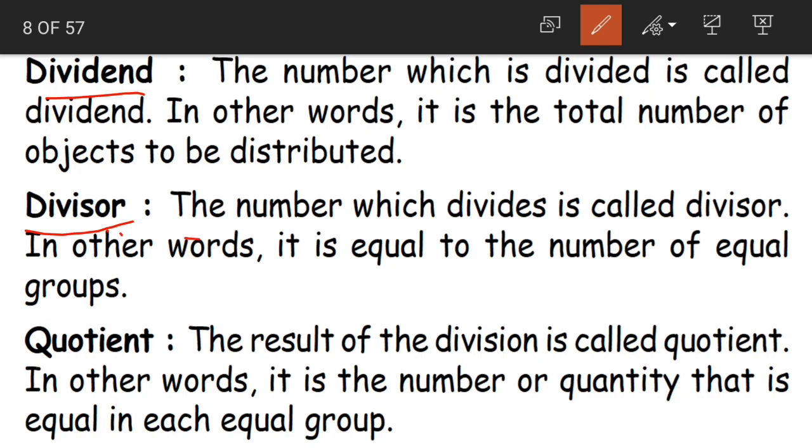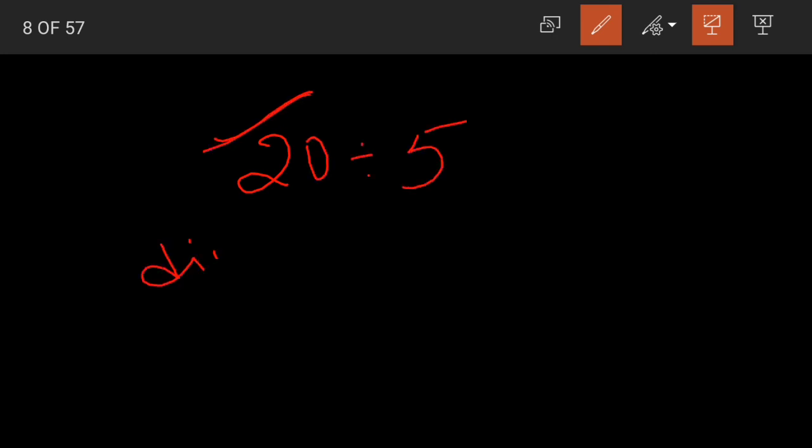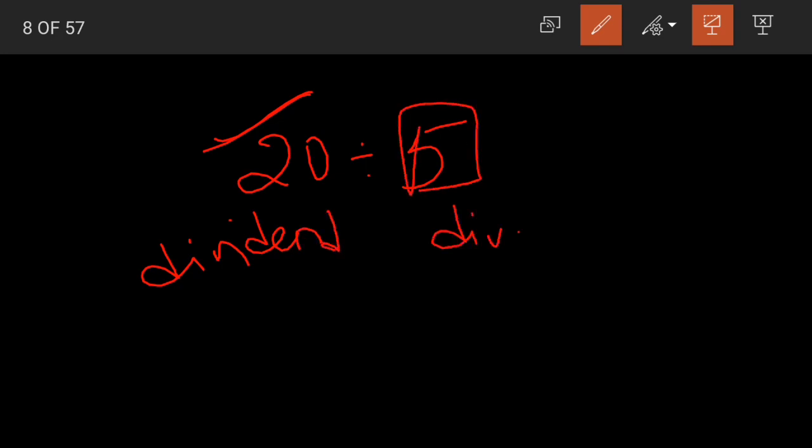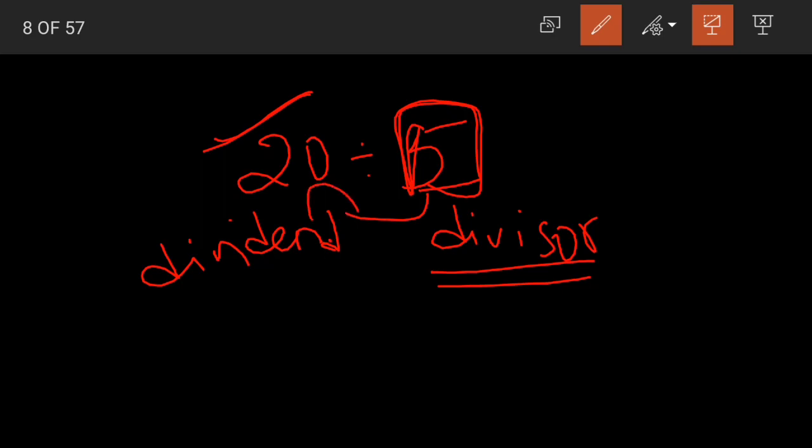Coming to divisor. The number which divides is called the divisor. In other words, it is equal to the number of equal groups. Now, when I say 20 divided by 5, 20 is our dividend. Now what about 5? 5 becomes our divisor. It is doing the work of division here. 5 divides 20. So it is called our divisor.